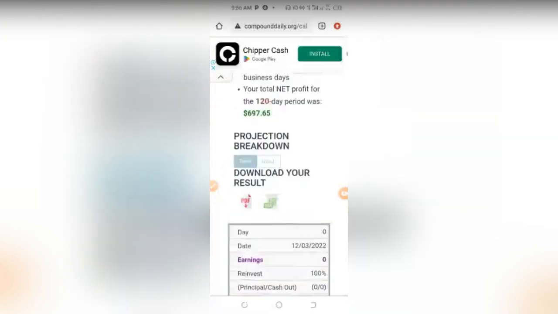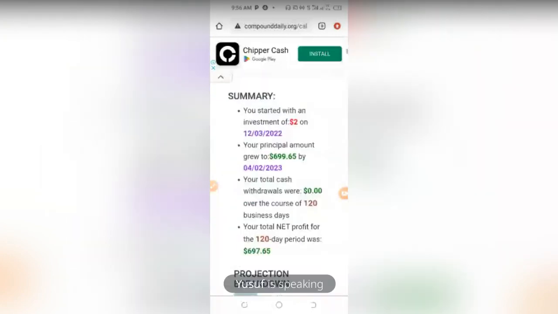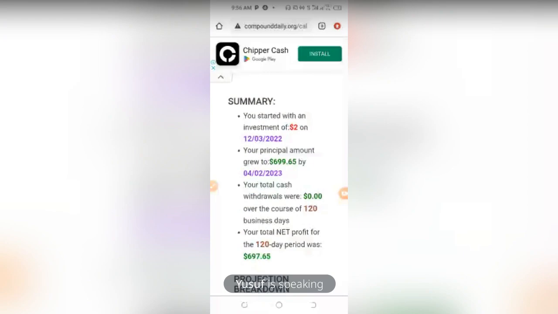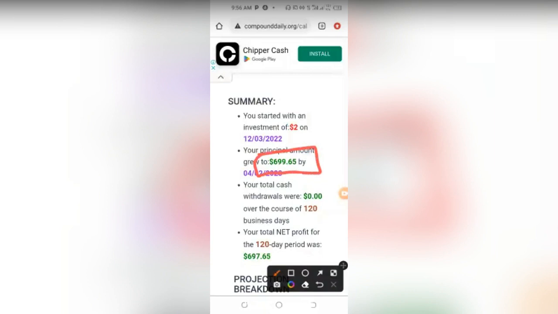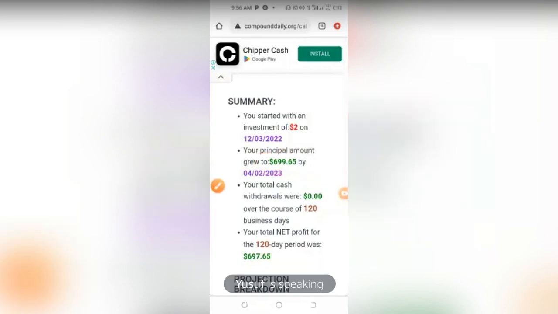I think this is better. $2 now for the 120 days is expected to flip to $699 if it is compounding, and if there is no day that actually missed out.